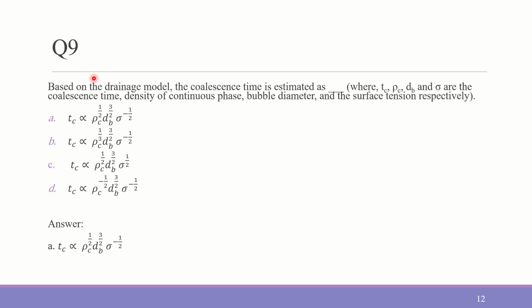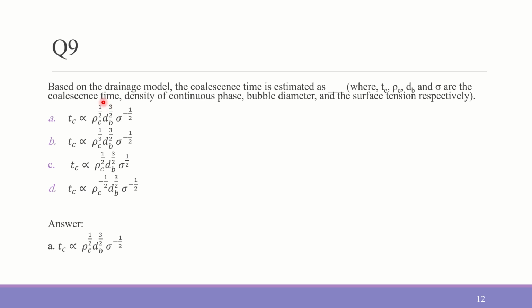Option A is the right answer. Just remember that Tc is directly proportional to rho c to the power of 1 by 2 and inversely proportional to sigma to the power of 1 by 2. So it is rho c to the power 1 by 2, sigma to the power minus 1 by 2. And in addition, we have one more parameter, dB, the diameter of the bubble, to the power of 3 by 2.